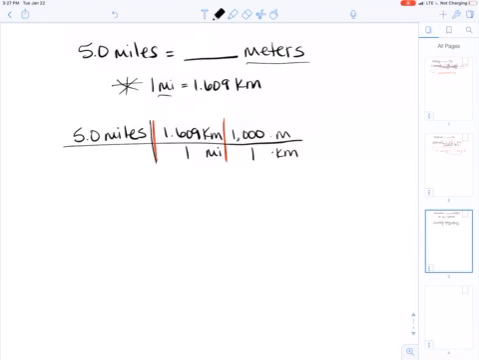We can calculate this on our calculators. So we have 5 times 1.609 times 1,000. I did not do the dividing by 1 because, guys, that's just going to get you the same number when you divide by 1. So you don't really have to do that step when it's just dividing it by 1. All right, so you should end up with 8,045 meters. Your kilometers cancel, your miles cancel, you're left with meters.